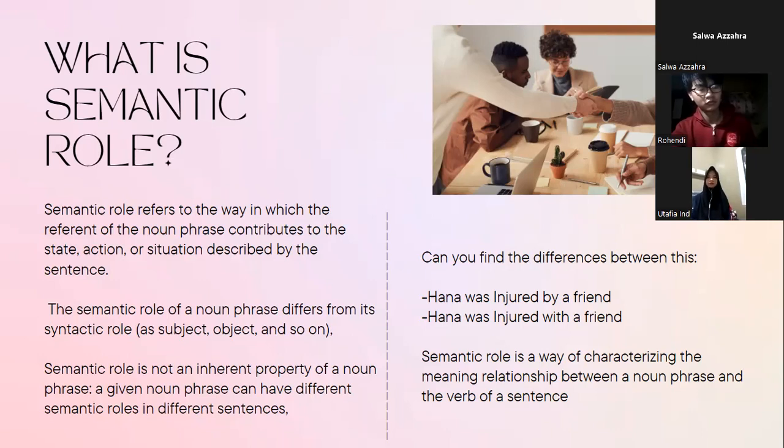For example, can you find the difference between these: Hannah was injured by a friend, and Hannah was injured with a friend. Semantic role is a way of characterizing the meaning of the relationship between a noun phrase and the verb of a sentence.